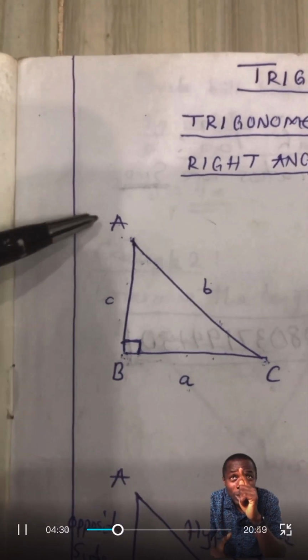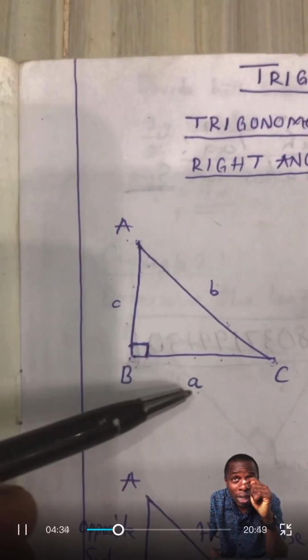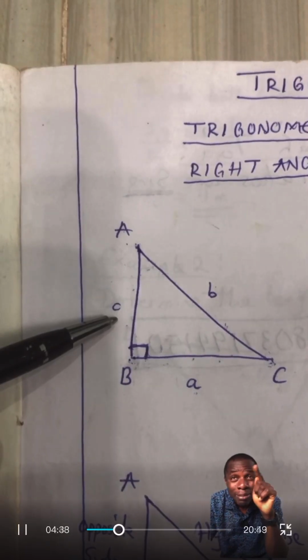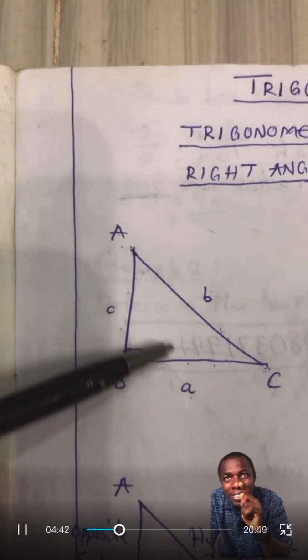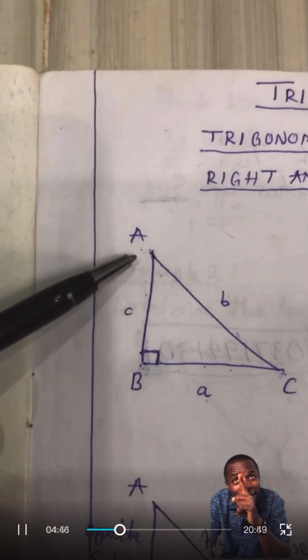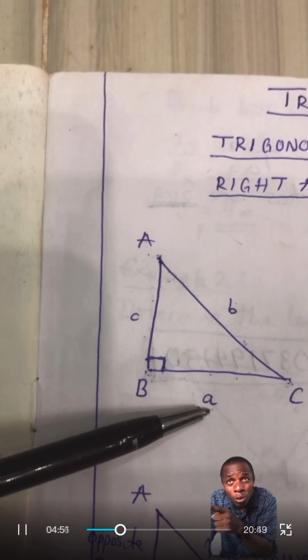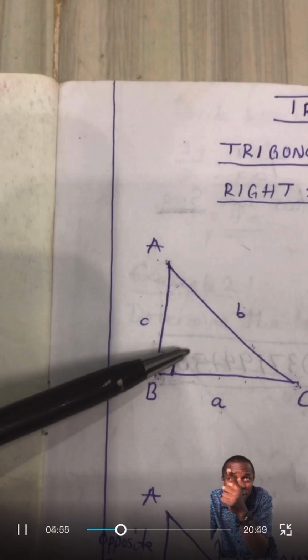Listen very well. We use capital letters to represent or to name angles. Then we use small letters to represent or to name sides. Every angle faces a unique side. You discover that capital letter A, which is an angle, is facing this side, so we name that side small letter a, and capital letter B is facing this side.